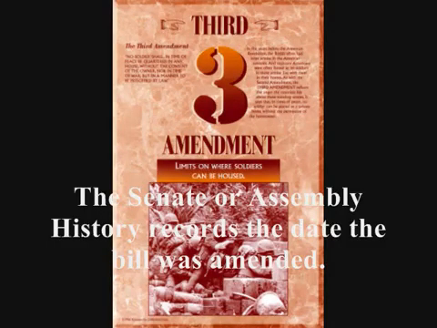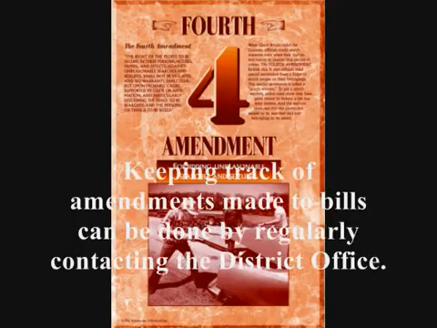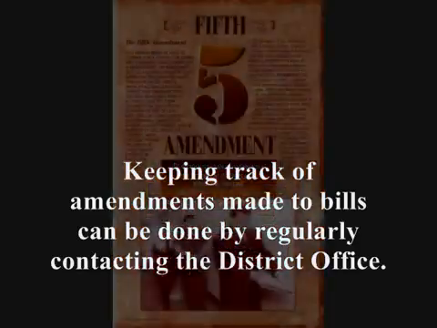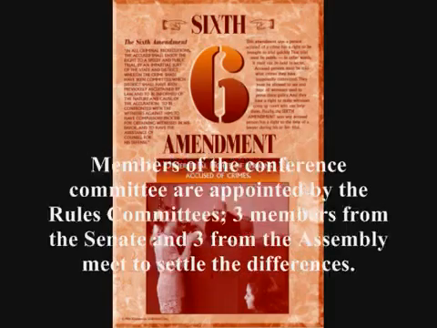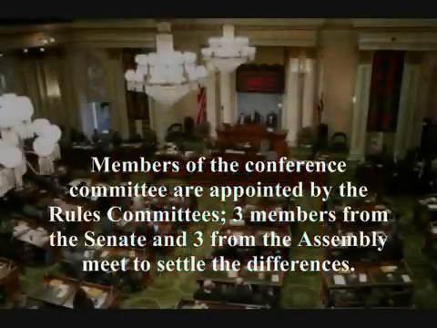If a Senate bill is amended by the Assembly or vice versa, and the House of Origin refuses to concur in these amendments, the bill will then go to a conference committee. Members of the conference committee are appointed by the Rules Committee. 3 members from the Senate and 3 members from the Assembly meet to settle the differences. If they concur in a single translation, it goes back to both floors for approval. If the House of Origin does concur, the bill will then go to the governor.